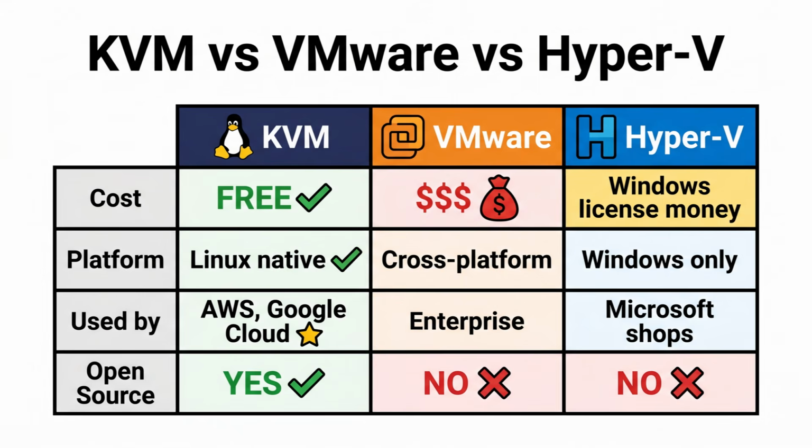How does KVM stack up against other hypervisors? VMware is the enterprise gold standard, super feature-rich but expensive licensing. Microsoft Hyper-V is built into Windows Server, good if you're Windows first. KVM is completely free and open source, built into Linux and used by the biggest cloud companies in the world. For Linux environments and cloud workloads, KVM is the go-to choice, and it costs you nothing.